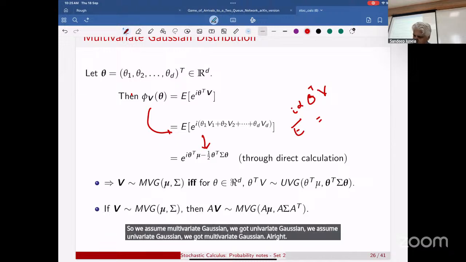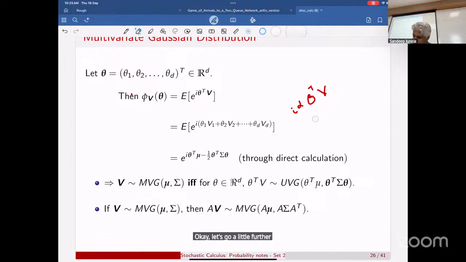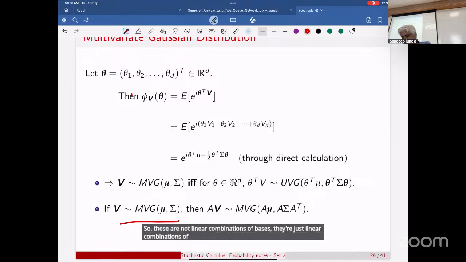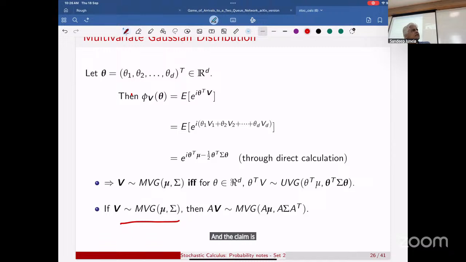All right. Okay, let's go a little further. The next quantity right here. Suppose our V is multivariate Gaussian with mean mu and covariance sigma. Then if I multiply this random vector V with the matrix A, I'm just taking linear combinations of V's. These are not linear combinations of bases, they're just linear combinations of V's themselves. And the claim is I still remain in the multivariate Gaussian family. So linear combinations of a multivariate Gaussian give me another multivariate Gaussian distribution.